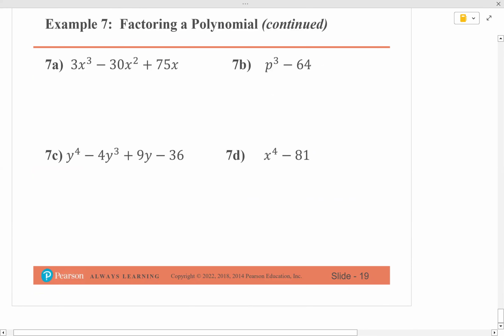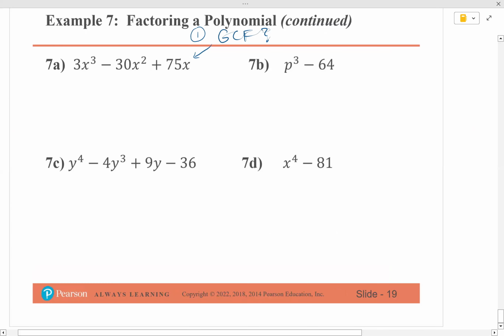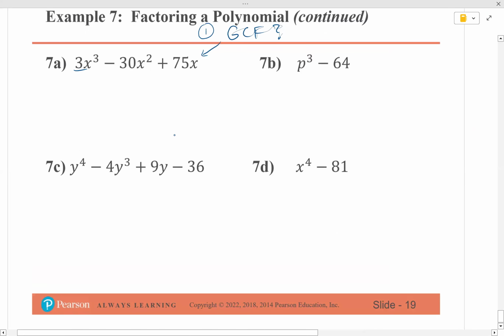So I'm just going to go for it. All right. The first thing you should think of is, is there a greatest common factor? Because if there is, your life will get a lot easier once you take care of that. Of these 4 problems on this page, only the first one has a greatest common factor between 3x to the third, 30x squared, and 75x. What's the most I could take out? 3 goes into all those coefficients, I think, and they all have at least an x in common.